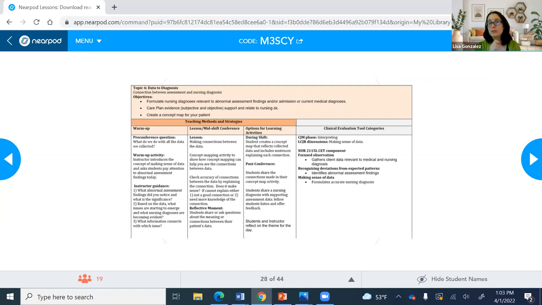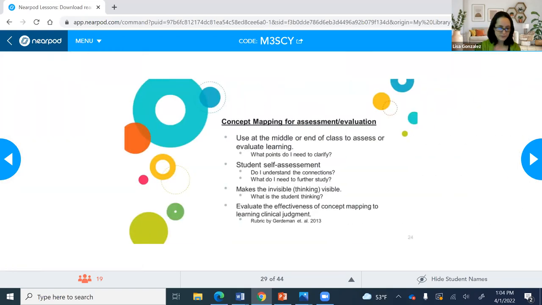So anyway, back to Lasater's clinical judgment rubric. I use my concept mapping activity as an evaluation tool, and then I fill in that information in the correct area of the rubric. So now that kind of leads us to using concept mapping for assessment and evaluation. It's a really useful tool. We do want our students to develop clinical judgment, but we're trying to see where they're at and how far they've come.